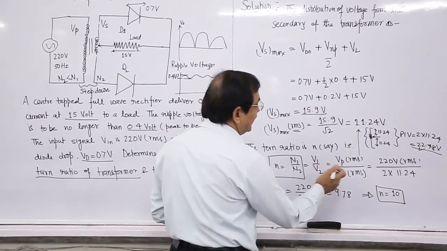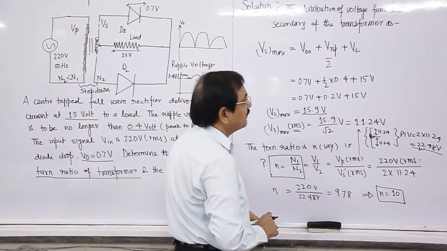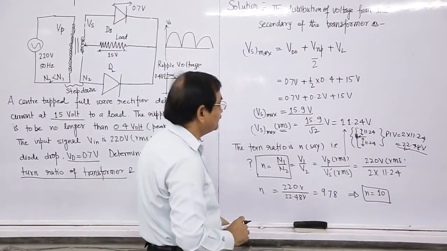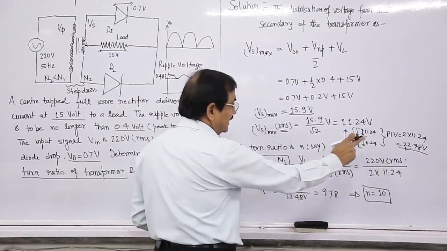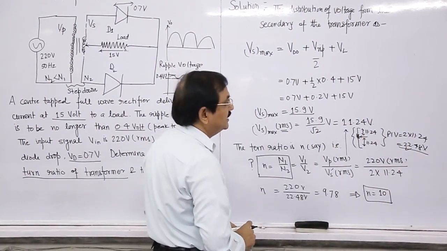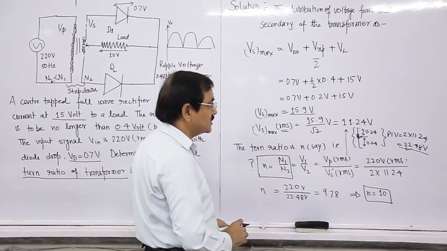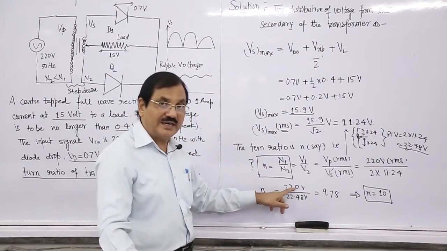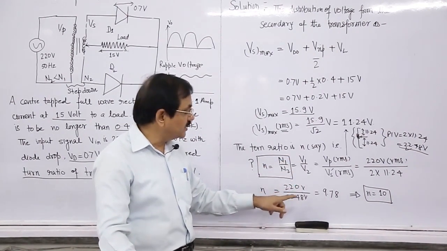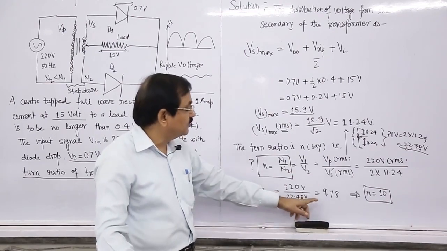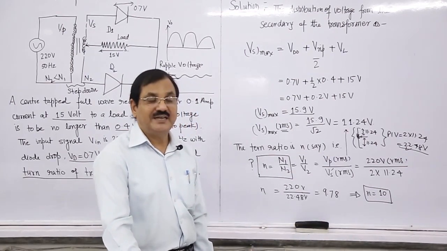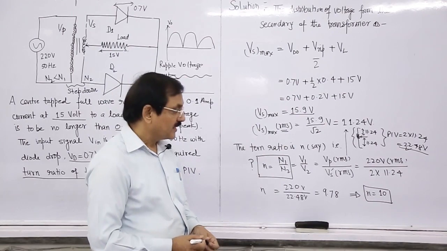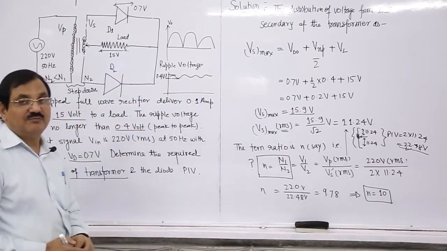So if you take this, V_RMS dash is equal to 2 into 11.24, and 11.24 multiplied with this gives the PIV, peak inverse voltage, as per the definition. So N is equal to V1 upon V2. V1 is 220 volt, that is the source voltage, and V2 is 22.4 volt. So this is 9.78. The turn ratio is 9.78, and we can suppose it to be 10. The turn ratio is 10, 1 to 10.